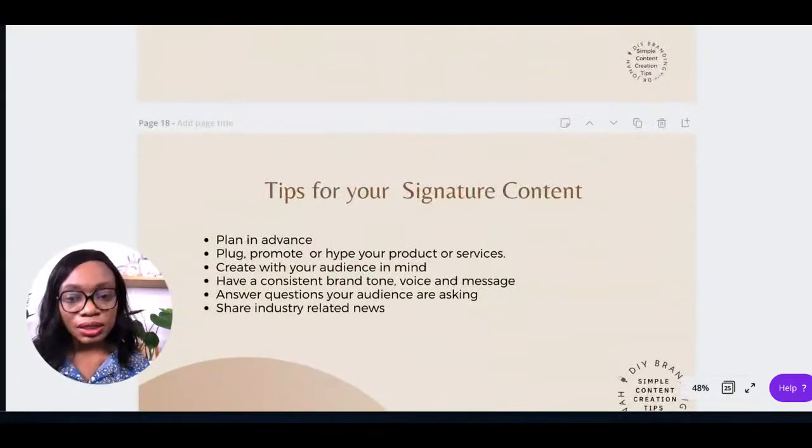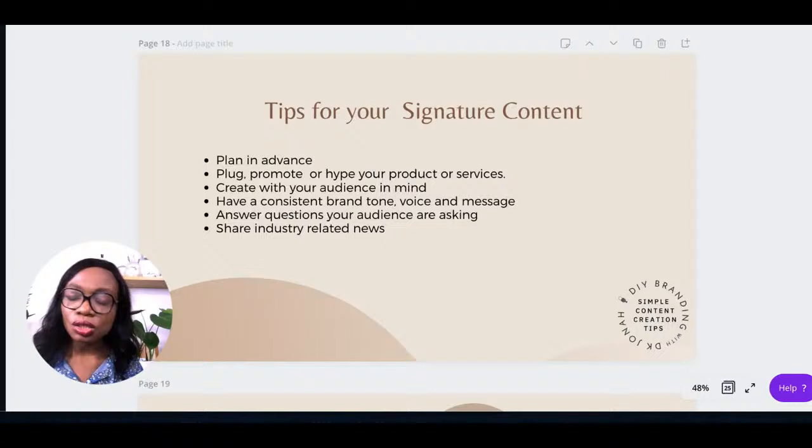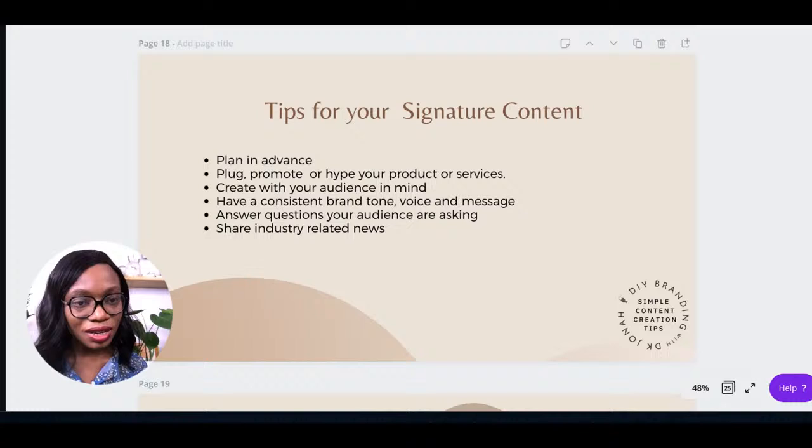Now, these are the tips I always share for creating content. The first thing is plan in advance. Do not wait for the last minute to start creating your content. Always plan in advance. The second thing is do not forget to promote or hype your product. I call it a plug. Plug in your products here and there. We've talked about the fact that your Instagram page should be like a magazine, not a catalog or an album. So yes, you should promote yourself, but you can sell without being too salesy.